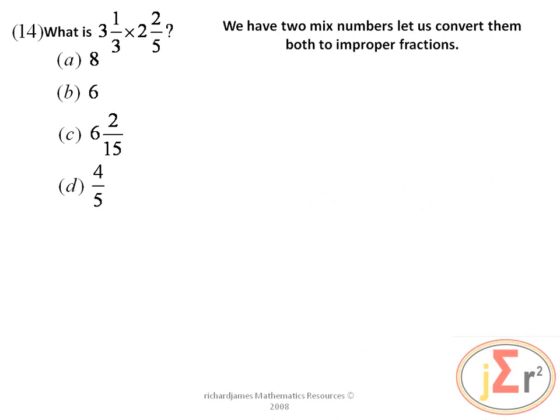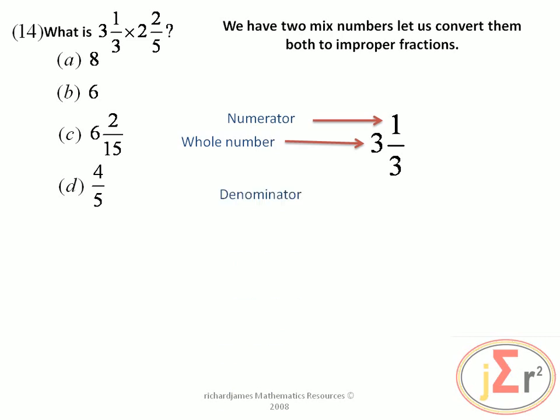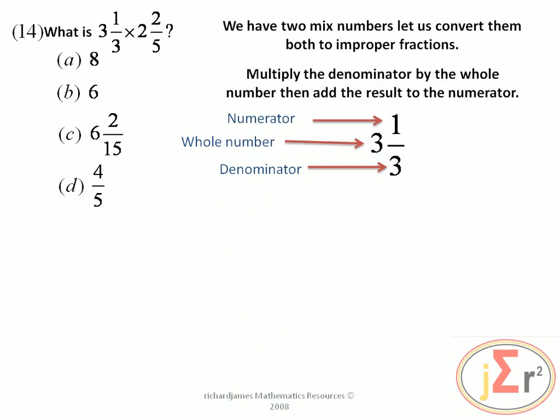Let us convert them both to improper fractions. And of course, we are identifying the parts of the mixed number as usual. So multiply the denominator by the whole number. Usually we start right here. Start from the denominator, multiply by the whole number. 3 times 3 is 9. And then we go up here. The 9 plus 1 is equal to 10. So the numerator is 10 and the denominator is 3.